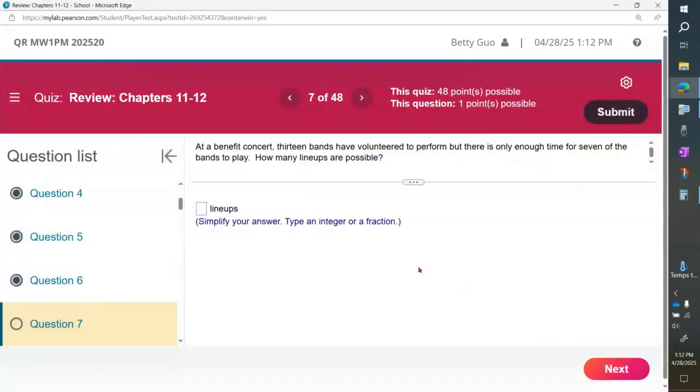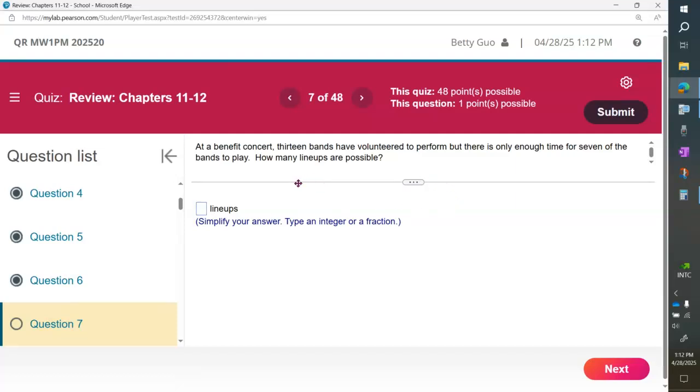Next, question number 7. At a benefit concert, 13 bands have volunteered to perform, but there is only enough time for 7 of the bands to play. How many lineups are possible? The keyword lineup emphasizes order matters. This is also about scheduling, right? Schedule performances for performers, or play records in order. Of course, this is a permutation problem.